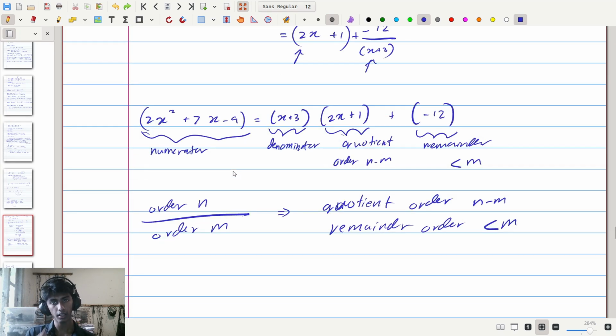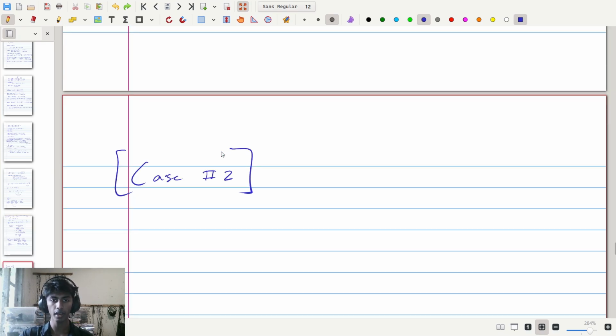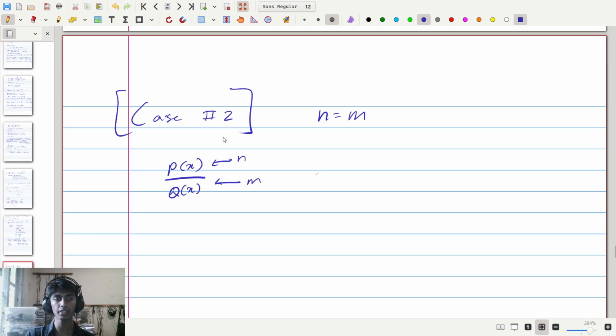Our remainder will have order less than m, and our quotient will have order n minus m. In case 2, where n is equal to m, we have p(x) divided by q(x), where p(x) has order n, q(x) has order m, but n is equal to m. In this situation, we get something interesting.